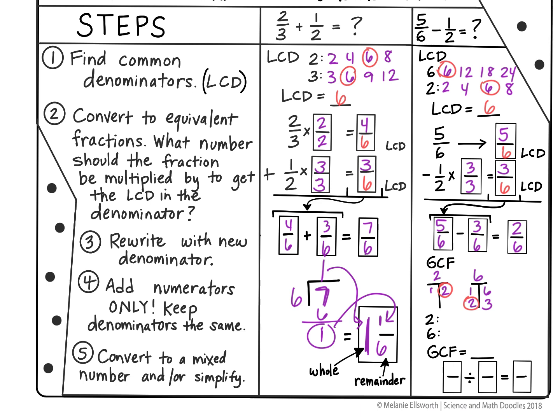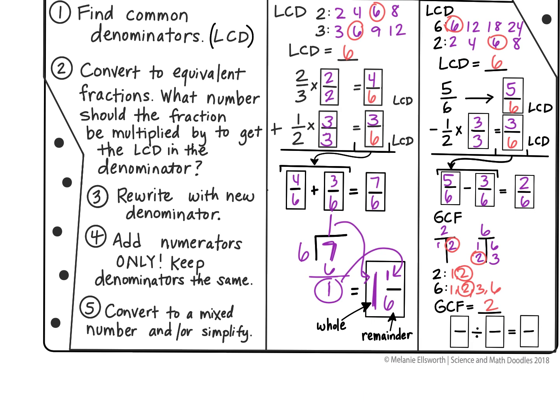That's what I would reduce 2 and 6 both by if I were to list them all out. You can either do T-charts or you can list them. That's why they're here like this, so that you can do either one, okay? So I'm going to simplify by 2. I'm going to take my answer, 2/6, and reduce it by 2. So 2 divided by 2 gives my new numerator, 1. And 6 divided by 2 is 3. So my simplified fraction is 1/3.